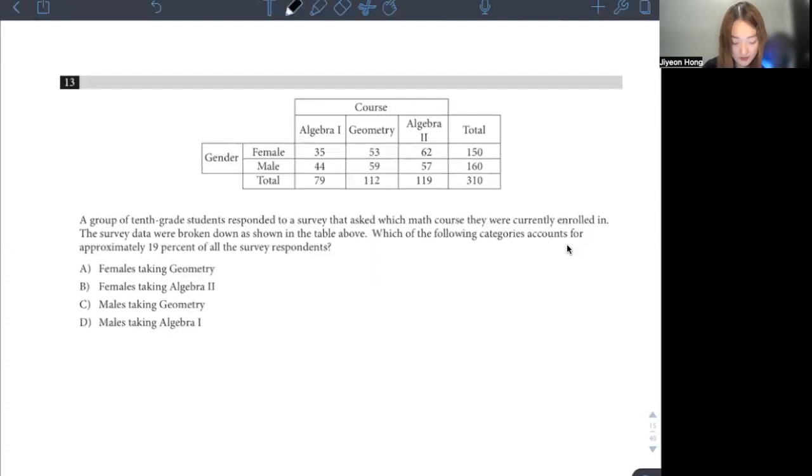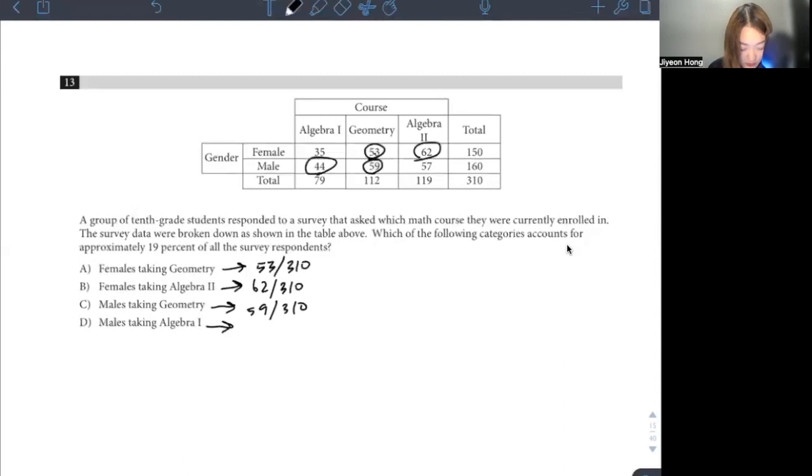How many females are there taking geometry? 53. So we get 53 divided by 310. Females taking algebra 2, so 62 divided by 310. Males taking geometry, we have 59 divided by 310. And then males taking algebra 1, which is 44 divided by 310. We're going to see which one is closest to 19%. When you punch these all into the calculator, the answer will be C.